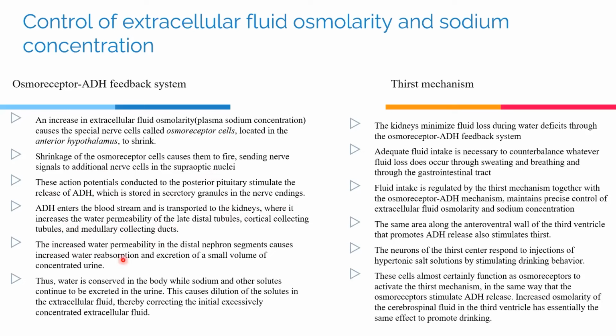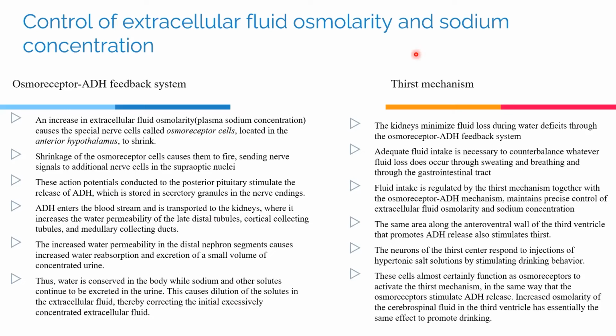The increased water permeability in the distal nephron segments causes increased water reabsorption and excretion of a small volume of concentrated urine. Thus, water is conserved in the body, while sodium and other solutes continue to be excreted in the urine. This causes dilution of the solutes in the extracellular fluid, thereby correcting the initial excessively concentrated extracellular fluid that started the whole feedback loop. This was the osmoreceptor ADH feedback system.